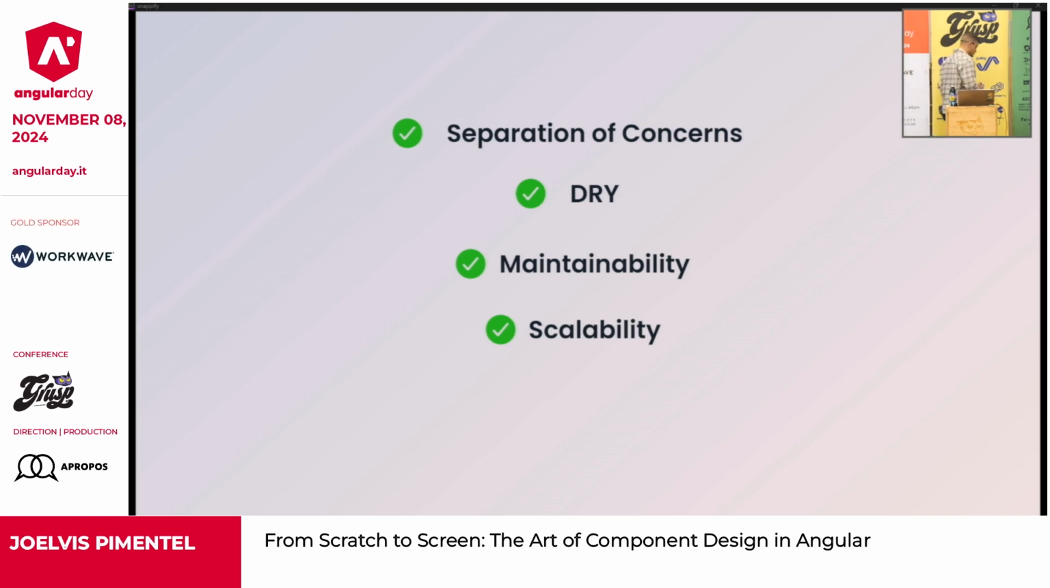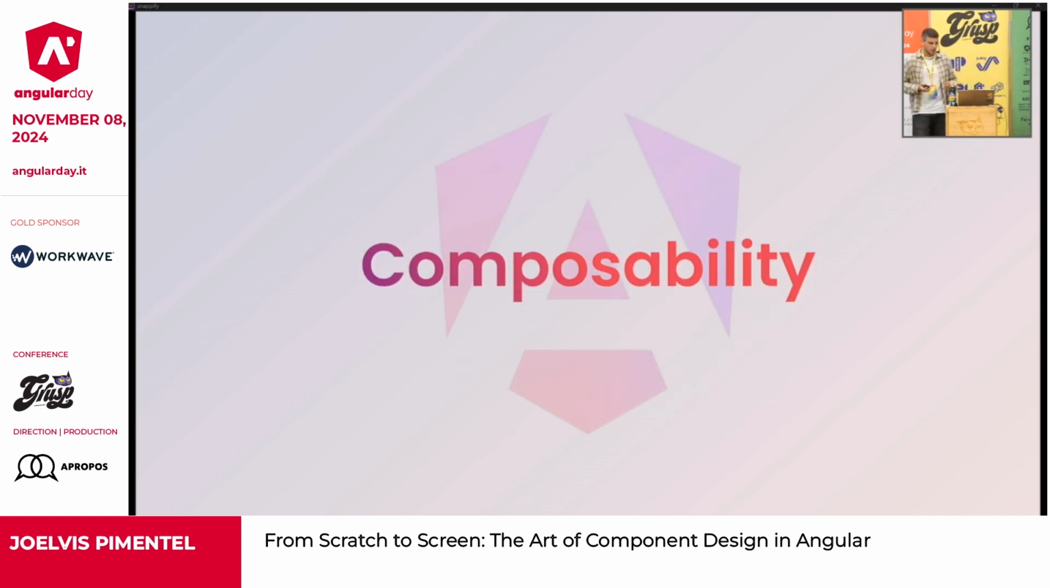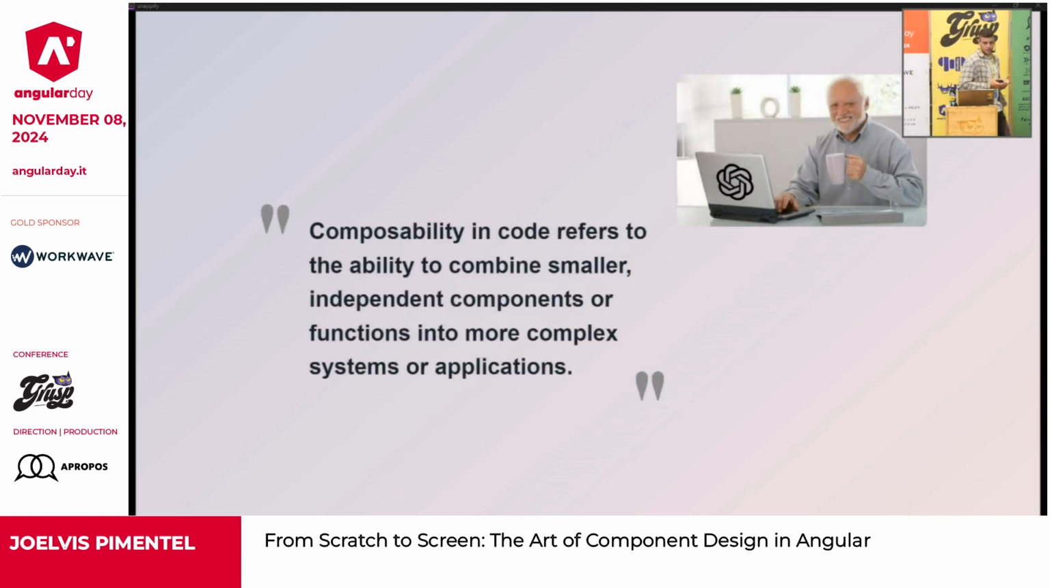And I think we are unlocking here a new perk, composability. Well, what is composability? Well, according to ChatGPT, composability is the ability to combine features to create more complex systems. And I think that is what we actually did here.